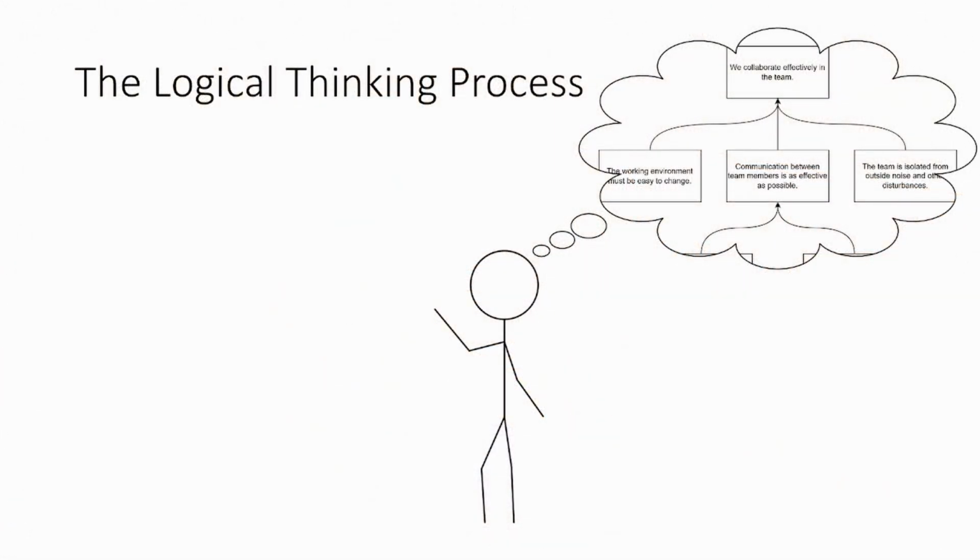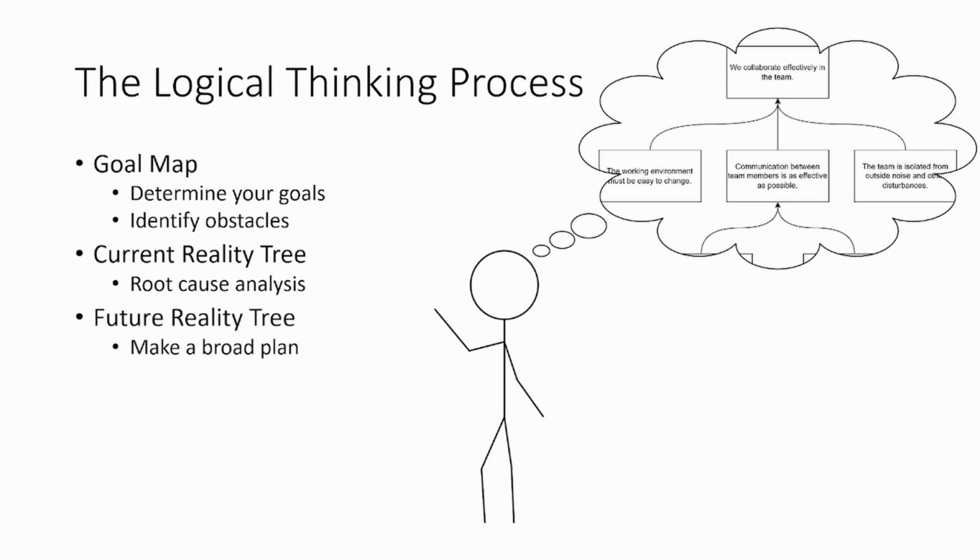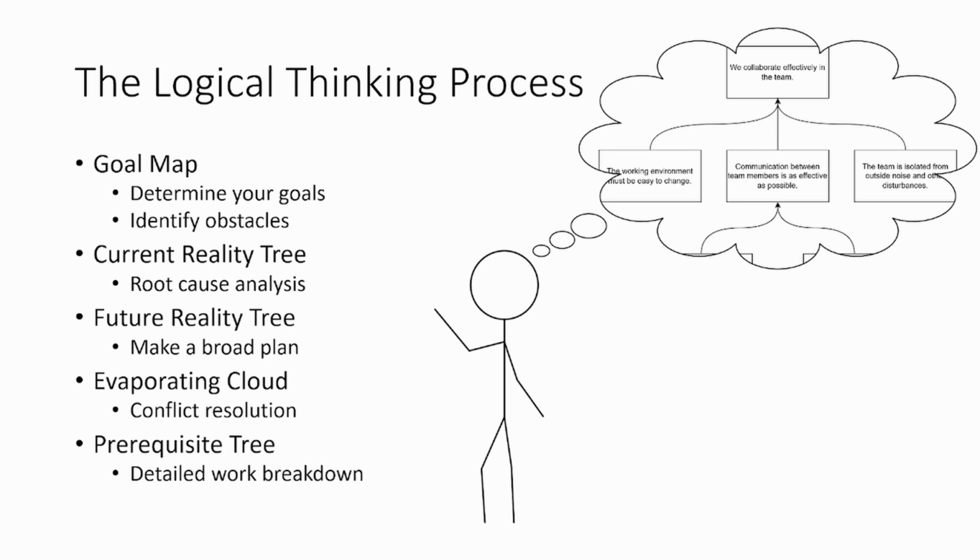The other method I use is the logical thinking process, a problem solving and strategy development toolbox from the theory of constraints. The toolbox has 5 tools: goal maps for determining goals and identifying obstacles, current reality trees, basically a root cause analysis tool, and future reality trees for making broad plans, evaporating clouds, conflict resolution diagrams, and prerequisites trees, detailed work breakdowns for detailed plans.